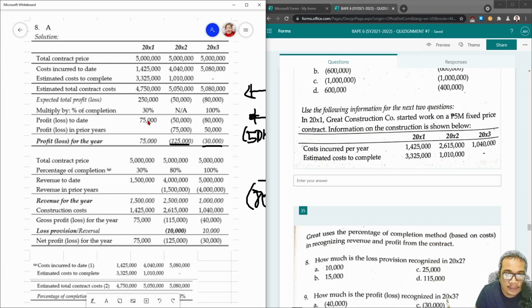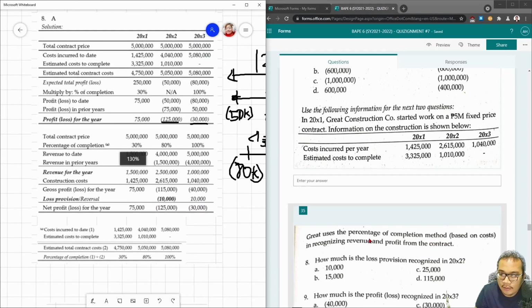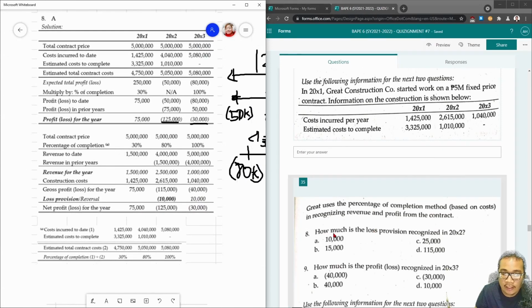Gross profit for the year, 75K. Kita nyo dito, negative 115. Dito naman, negative 40. So with that said, pansin nyo, hindi sila same. Pero magiging same yan because of the loss provision and reversal. So 10K dito, so naging 125 siya. So net profit for the year, 75K, 125, and 30. So ano answer natin dito? It is letter A, 10K. That is our loss provision.